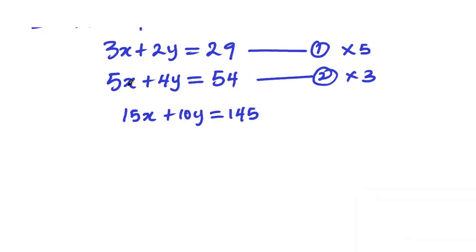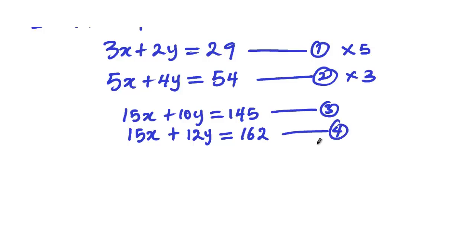Okay, then 5x times 3, that will give us 15x. Then plus 4y times 3, that is 12y, will now be equal to 54 times 3, this will give us 162. Okay, so we've been able to achieve this. Now another thing is, we need to also consider the sign. So for me to be able to eliminate x, let me call this equation 3 and equation 4. I will subtract equation 4 from equation 3.